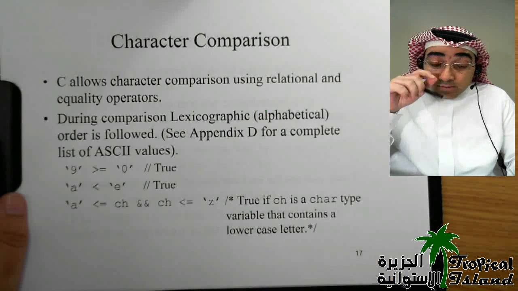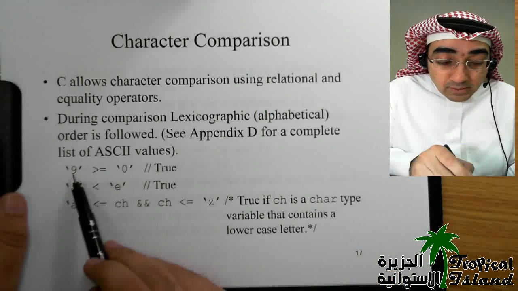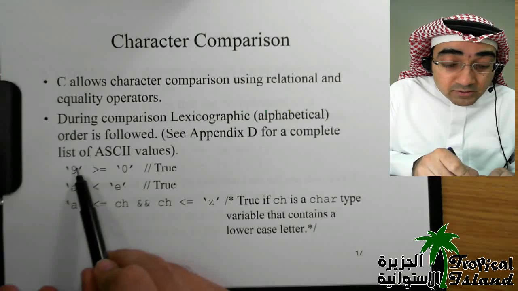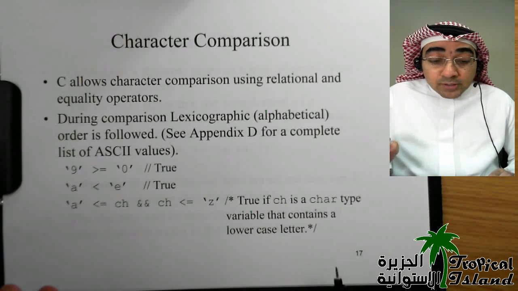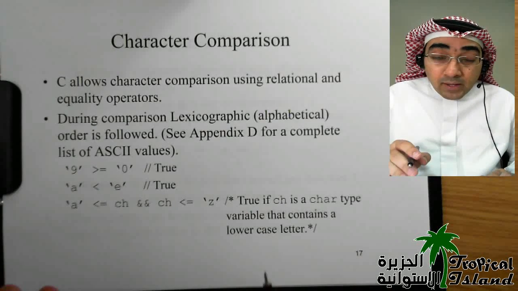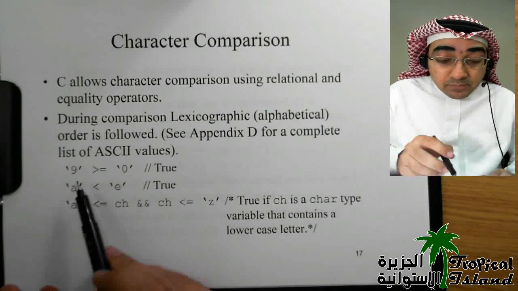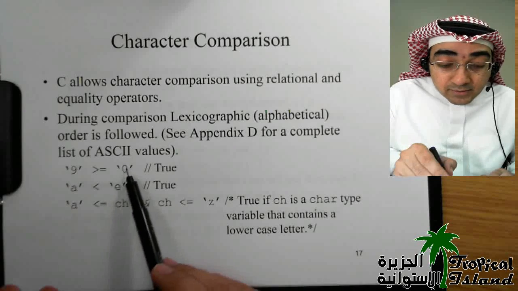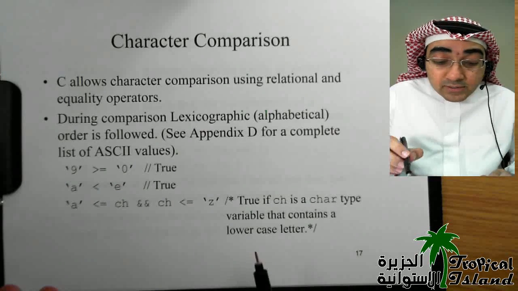What the compiler will compare is the ASCII code behind these numbers. So the character 9 is stored into the memory as a number, and you get the number using the ASCII table. And when you get the number from the ASCII table, the compiler is going to compare that number to the number that's stored in the ASCII table for 0.